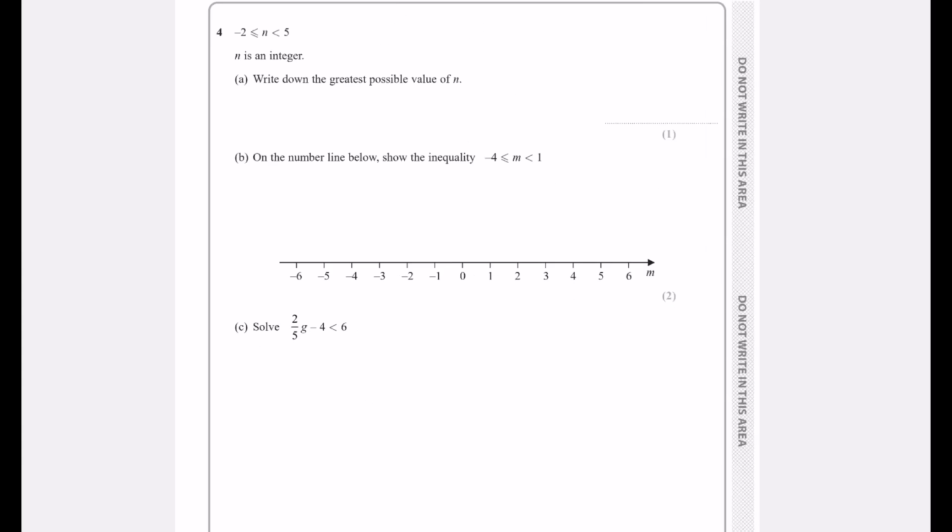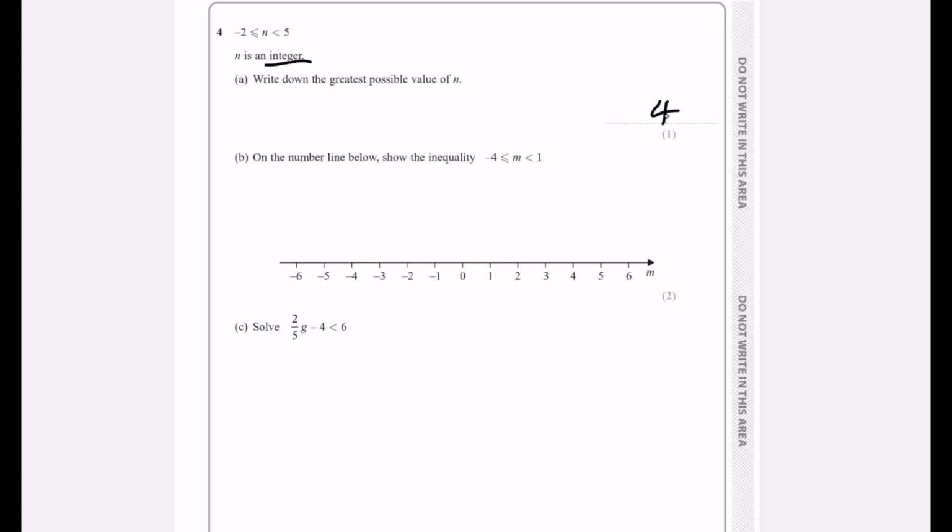Question 4. n is greater than or equal to -2 and less than 5. n is an integer. An integer means it's a whole number. Write down the greatest possible value of n. So it's got to be less than 5. It can't equal 5. So the biggest thing it can be is 4.